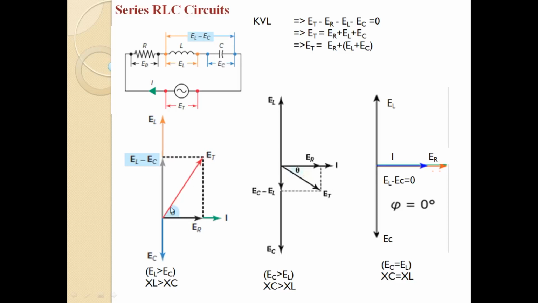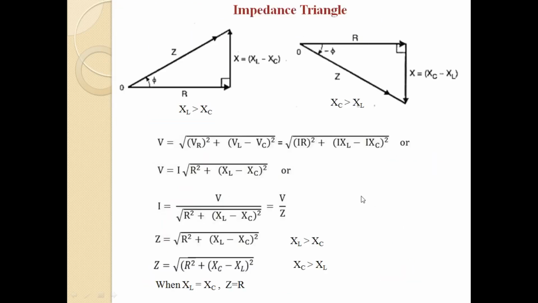Here, if you scale this phasor diagram with I, that means if you divide, this magnitude will be given by IZ, this will be given by I into XL minus XC, and this magnitude will be given by I into R. If you divide all these magnitudes by the magnitude of I, you get an impedance triangle, as we have seen in the case of RC and RL circuits.